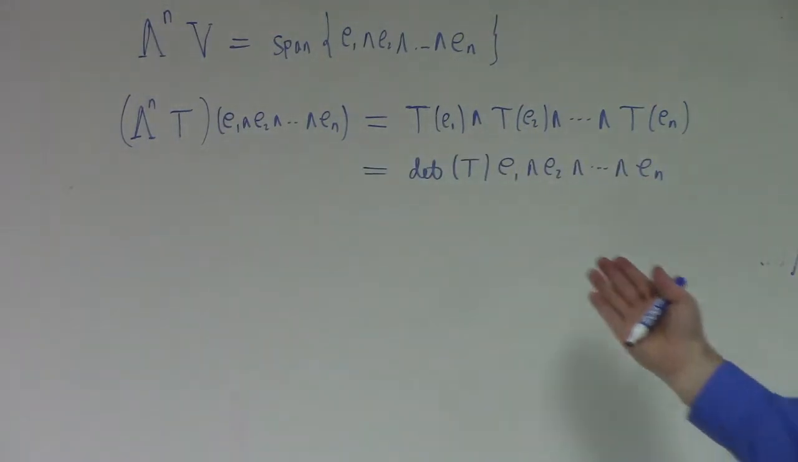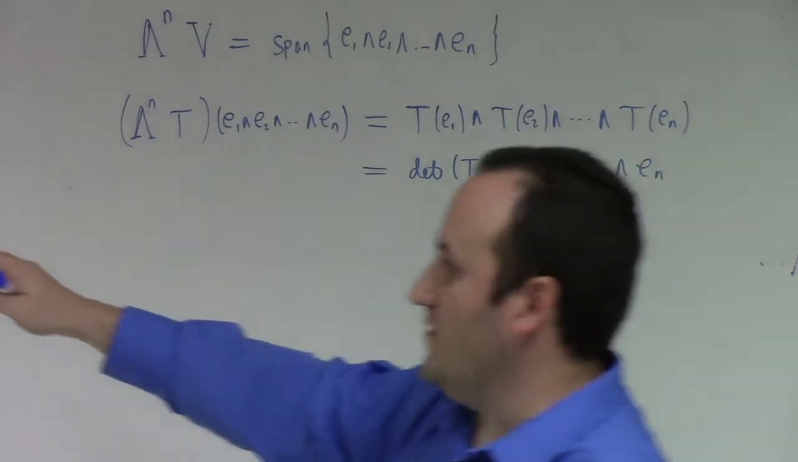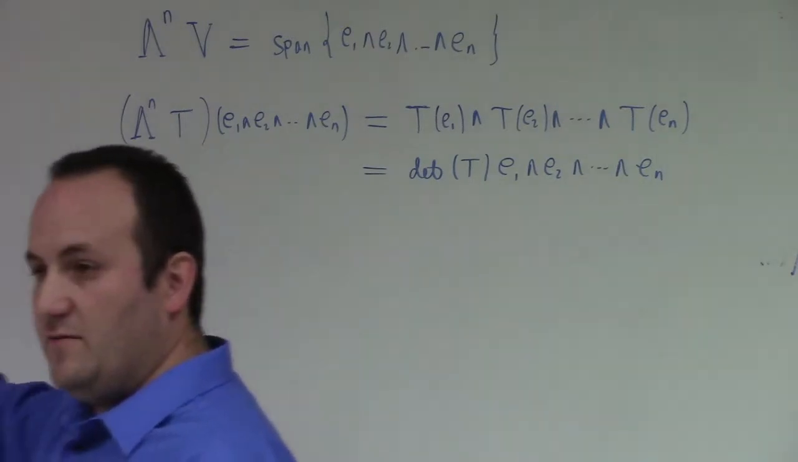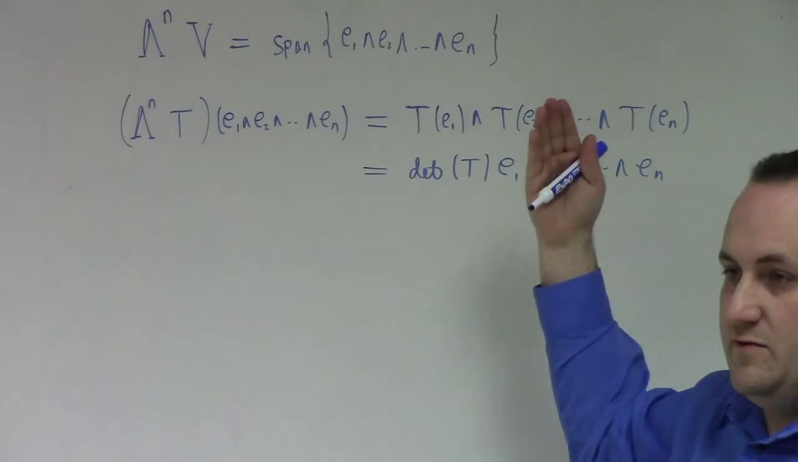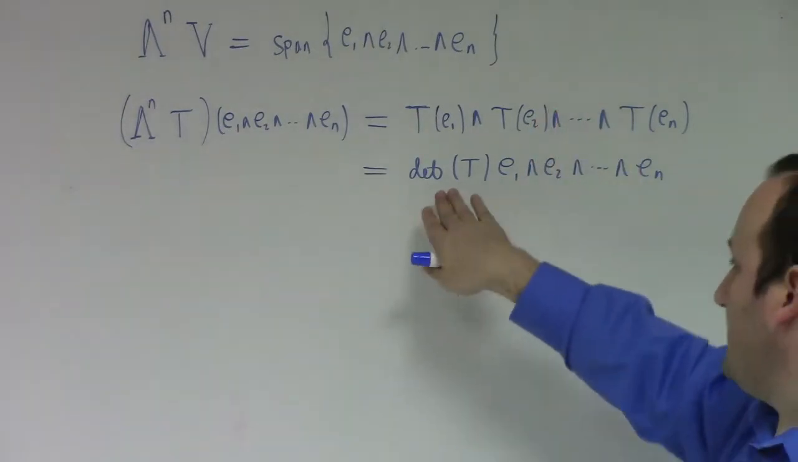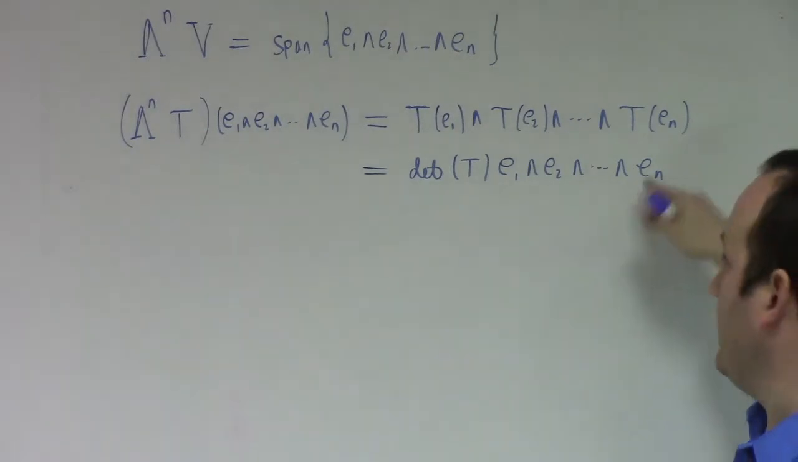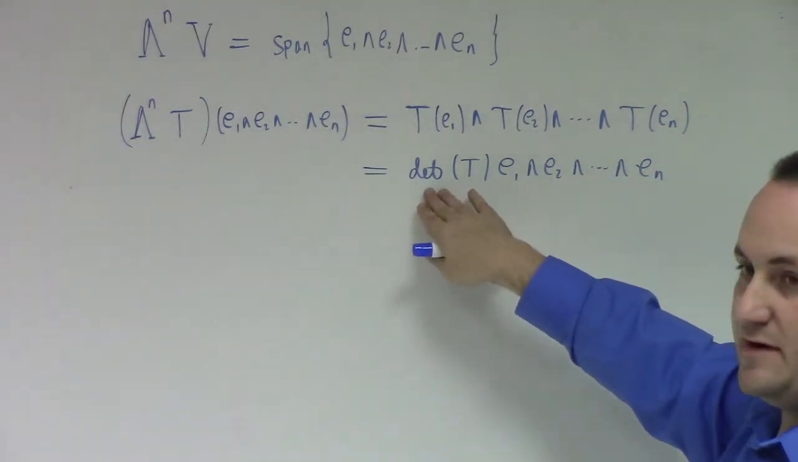So this has to be a scalar multiple, right? So lambda n goes from n forms on V to n vectors on V, right? But there's only one n vector on V up to scalar multiplication. It's just E1 wedge E2 wedge dot dot wedge En. So it has to be some number times this again. That's inescapable, right? And my claim is that that number is what we call the determinant.